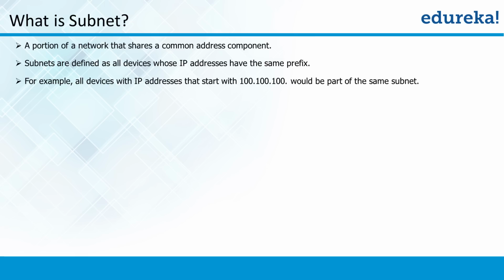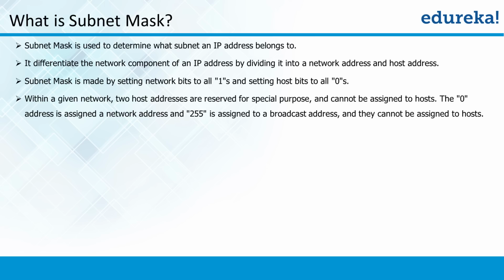So basically, a subnet is a smaller part of the network where all the IP addresses have the same prefix, and there's a subnet mask that will determine the size of the subnetwork as well. Let's look at how the subnet mask works. The subnet mask basically has two parts: a network address and a host address, and the mask will determine the size and the IP addressing of the subnetwork.